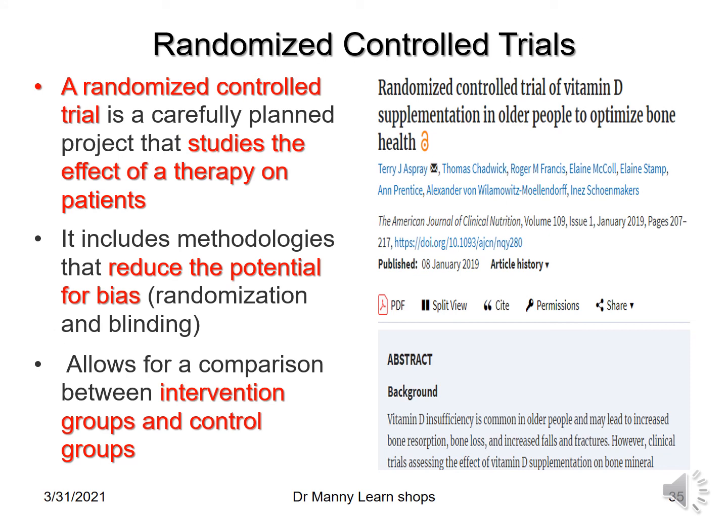A randomized controlled trial is carefully planned. It studies the effect of therapy on patients, and these reduce the potential for bias. And it allows the comparison between interventional groups and control groups. It's evidence-based on at least one well-designed randomised controlled trial. It's level 2.